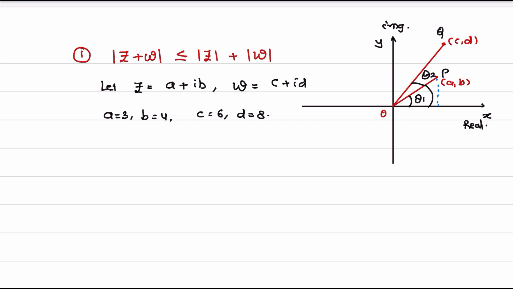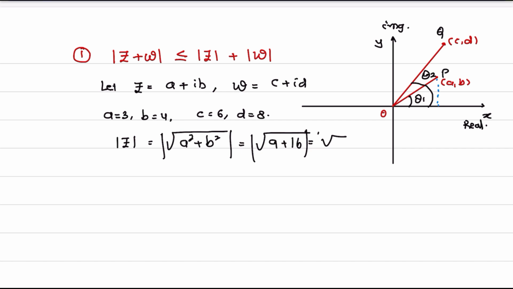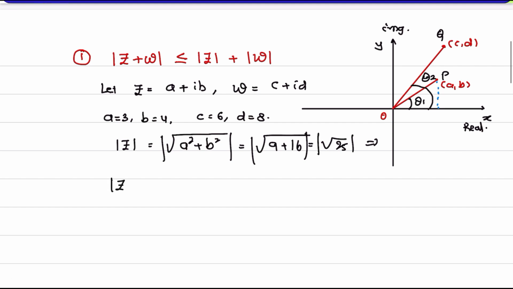Then, what is the modulus of Z? Square root of A square plus B square. We have already calculated this in the previous lectures. Please see lecture 1 and 2. I don't want to repeat again and again. That is square root of 9 plus 16. These are all modulus. Modulus of Z is equal to 5. Square root of 25 is 5.